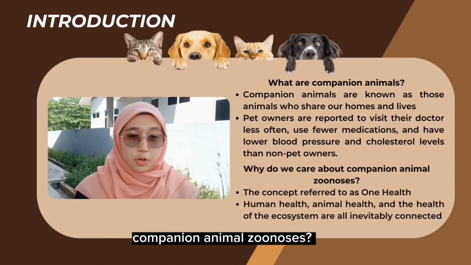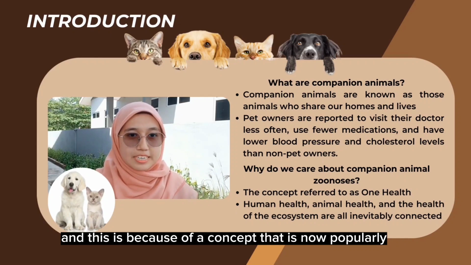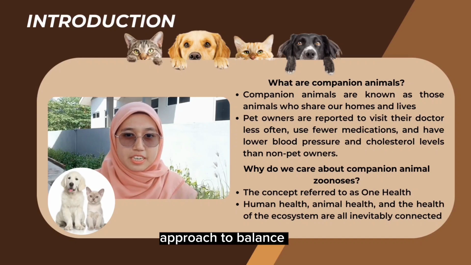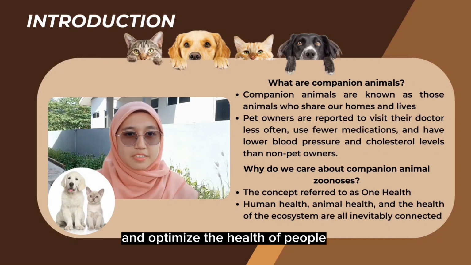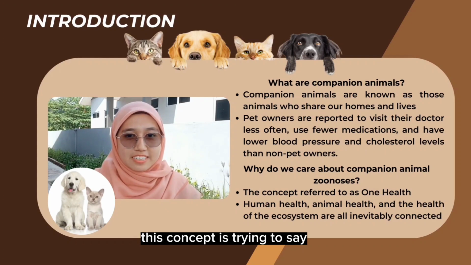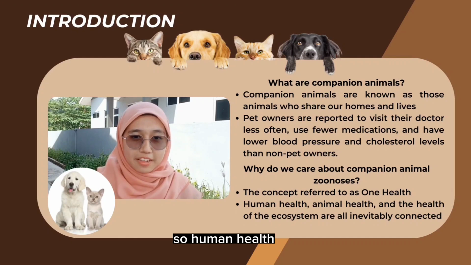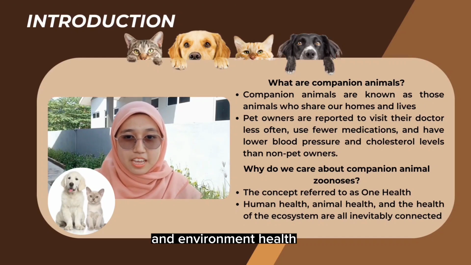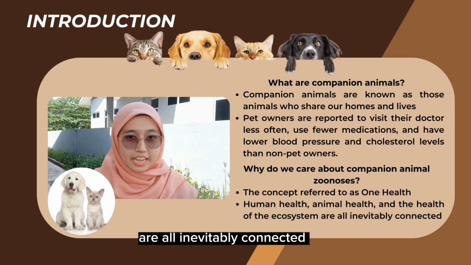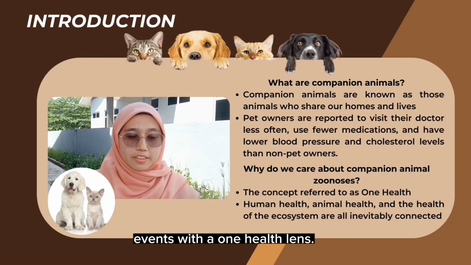Why should we care about companion animal zoonosis? This is because of a concept that is now popularly referred to as One Health, which is an integrated, unifying approach to balance and optimize the health of people, animals, and the environment. This concept is trying to say that we can no longer view disease in silos. Human health, animal health, environmental health, and the health of our ecosystem are all inevitably connected, and we need to approach disease events with a One Health lens.